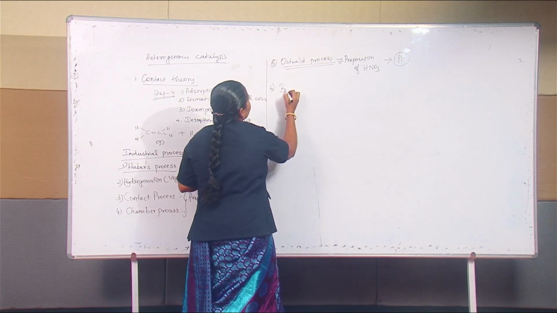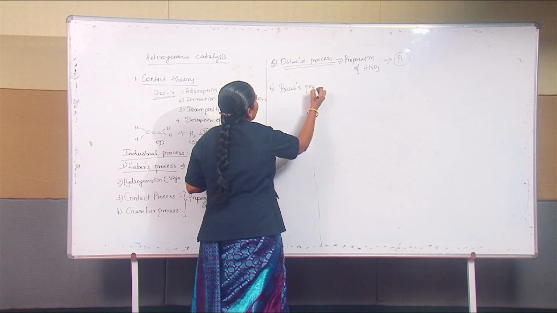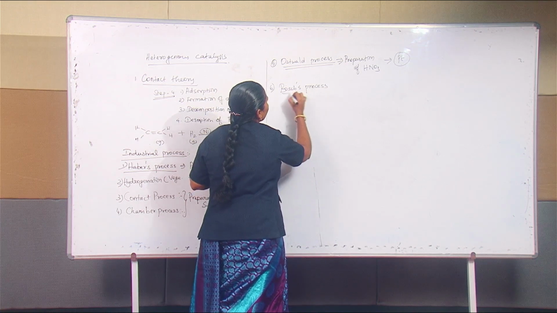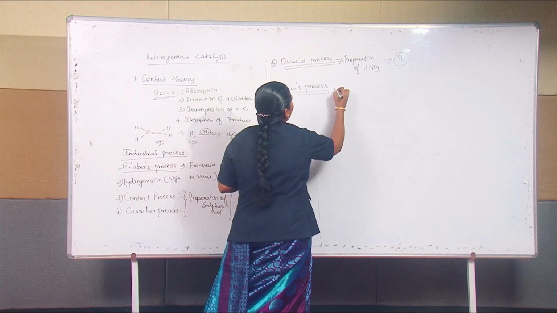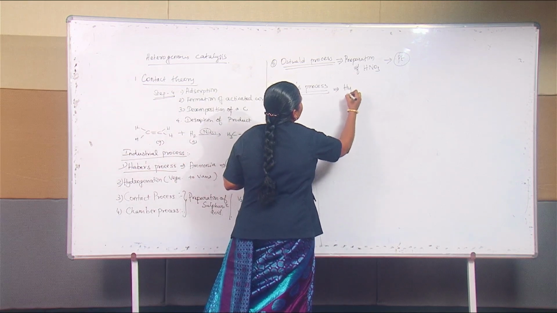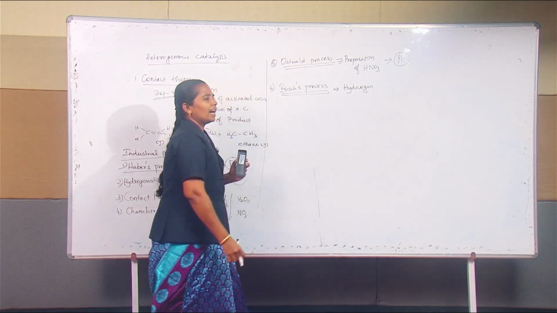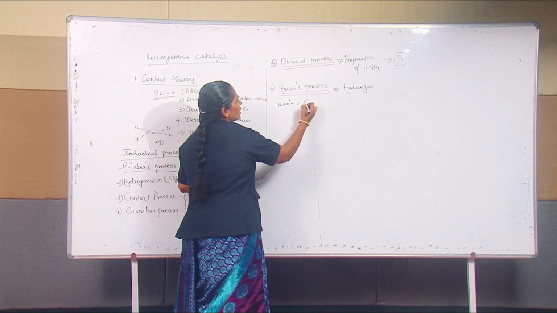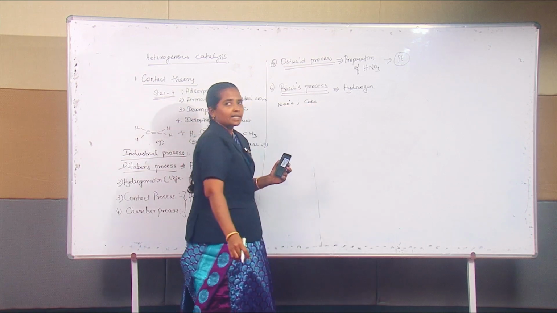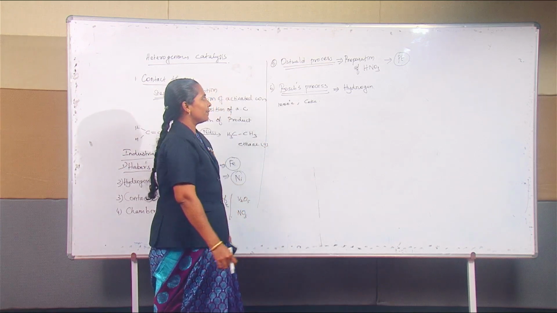Sixth one, the reaction is Bosch process. In the Bosch process, we have prepared hydrogen in large quantity by using a high temperature, that is 1000 degrees Celsius. We are going to heat coke and we are preparing how much of hydrogen has been prepared there.